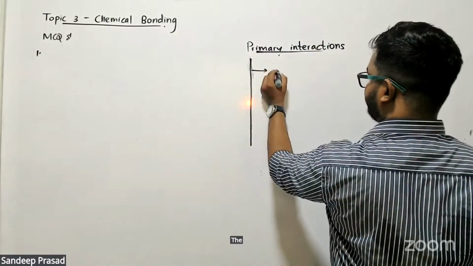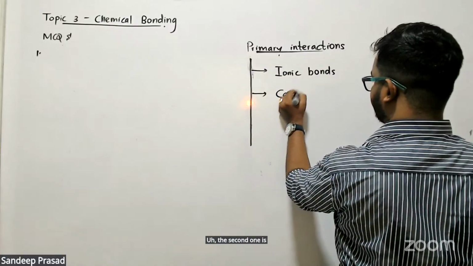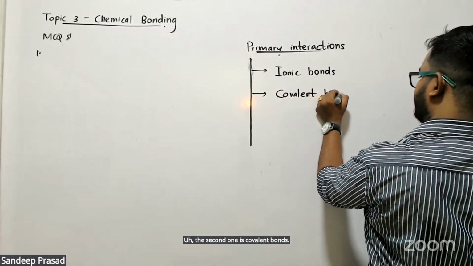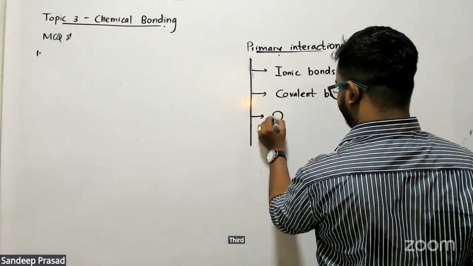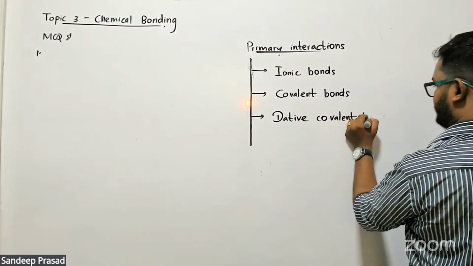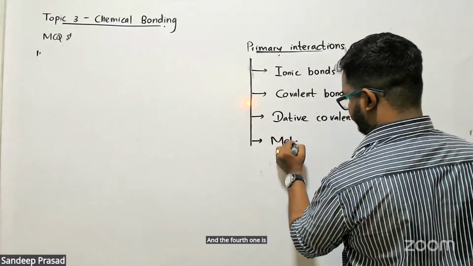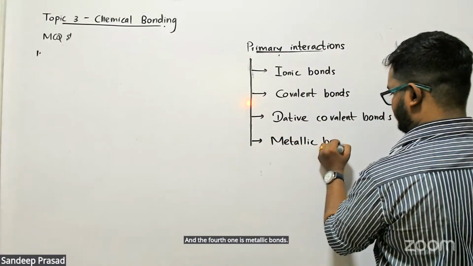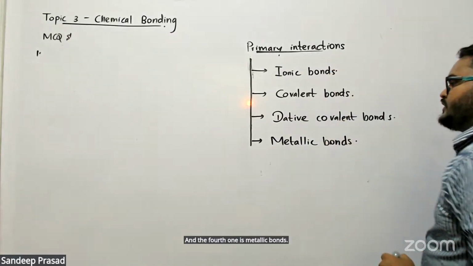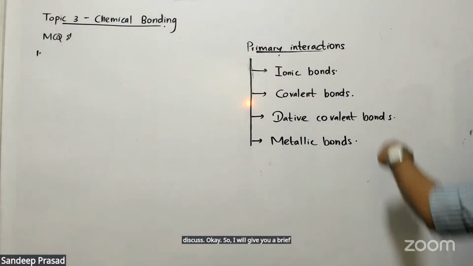The first one is ionic bonds. The second one is covalent bonds. The third one is dative covalent bonds. And the fourth one is metallic bonds. So these are the primary interactions that we have to discuss. Okay. So I will give you a brief introduction about these 4 types, right?